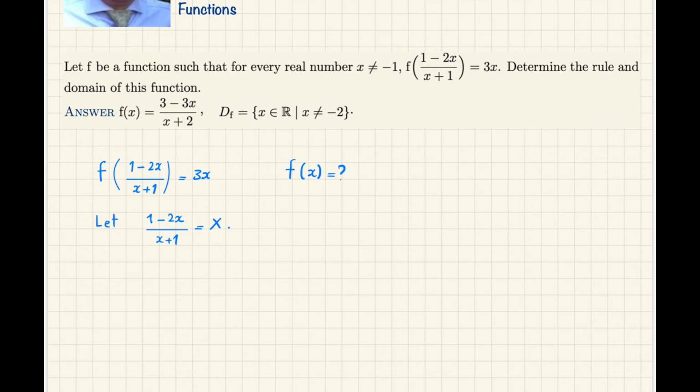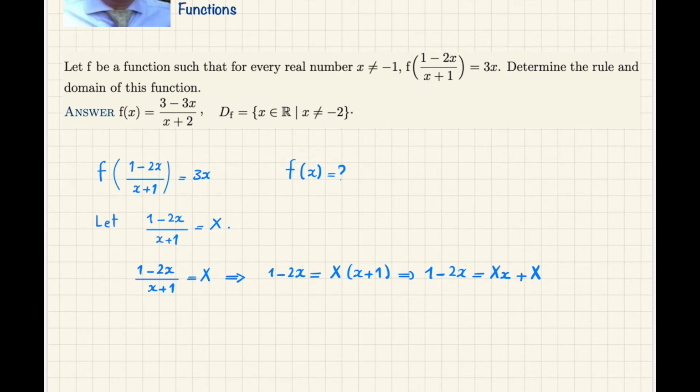I can multiply, so let me write it from here, (1 minus 2x) over (x plus 1) is equal to capital X. I multiply both sides by x plus 1. The left hand side becomes 1 minus 2x. The right hand side becomes capital X times (x plus 1). Yes? And then I continue. So this becomes 1 minus 2x. On the right hand side I multiply this in. So it becomes capital X multiplied by small x plus capital X times 1, which is just simply capital X.